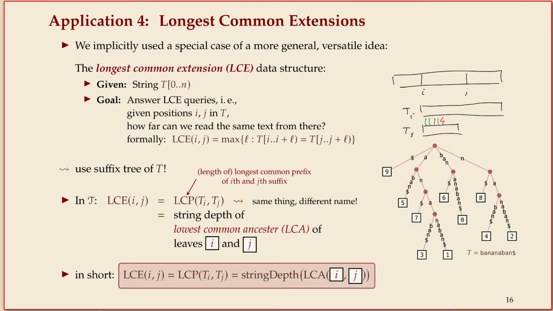And we've also already seen the second equation, which relates this to the suffix tree, namely the longest common prefix of any two suffixes. Any two suffixes correspond to some leaves in the suffix tree. And then I can find the lowest common ancestor of those two in the tree, and the string depth of that node will give me the longest common prefix of those suffixes.